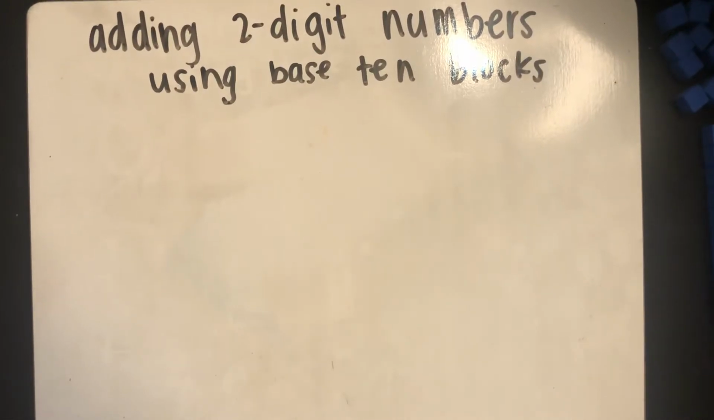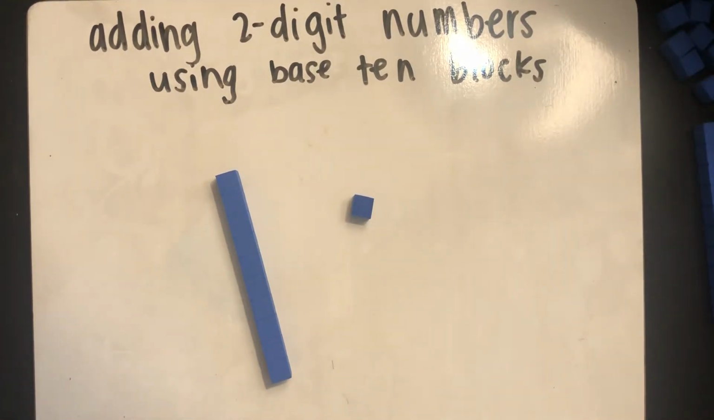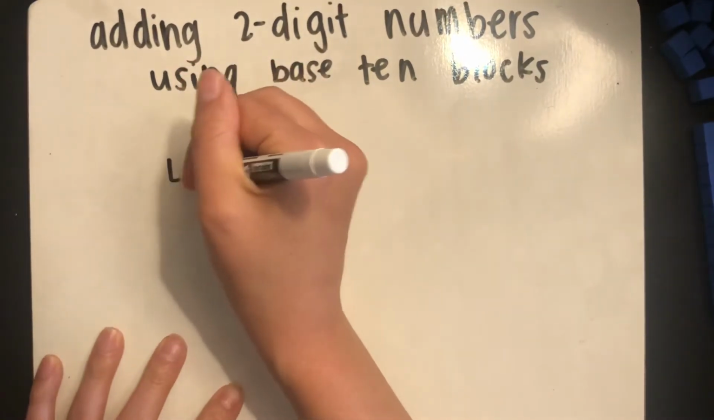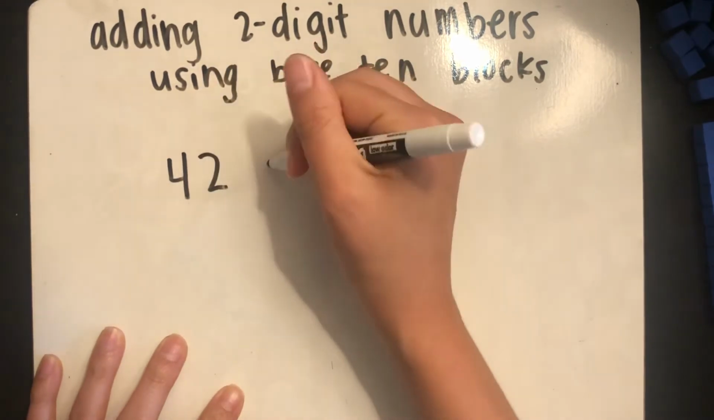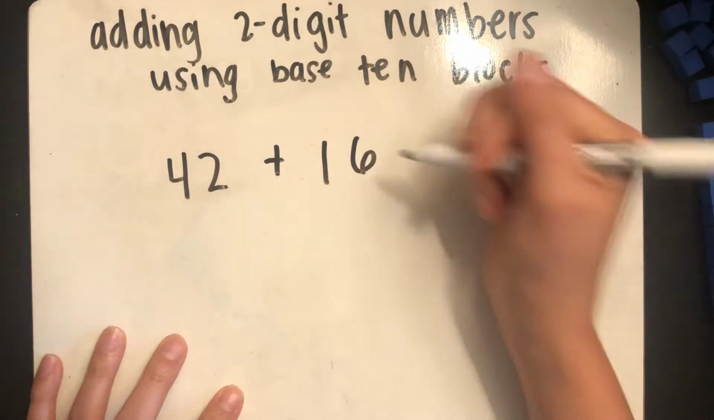Let's review adding 2-digit numbers using base 10 blocks. So we know what base 10 blocks are. Here's our 10 sticks and our ones cubes. We also have 100 slats, but we won't be using those today, okay? All right, so we might see a problem that looks like this. We have a 2-digit number such as 42 plus another 2-digit number such as 16, okay?